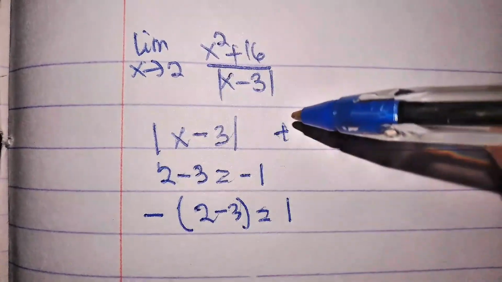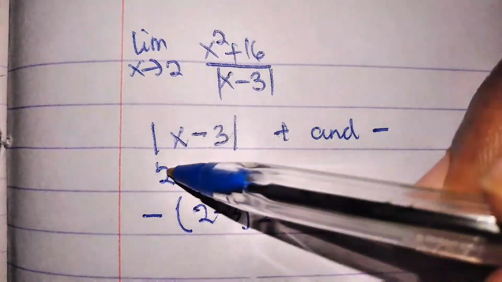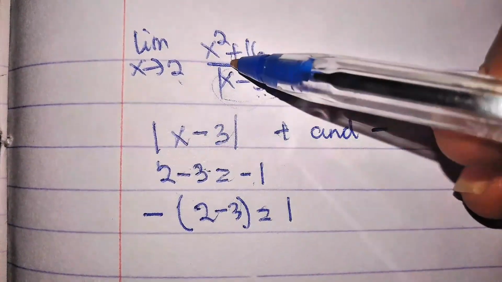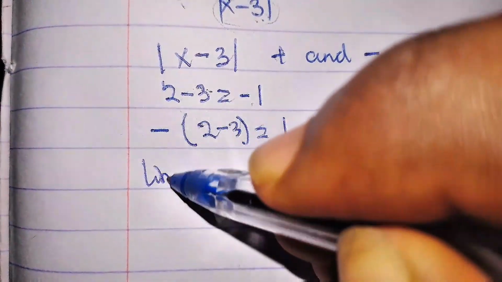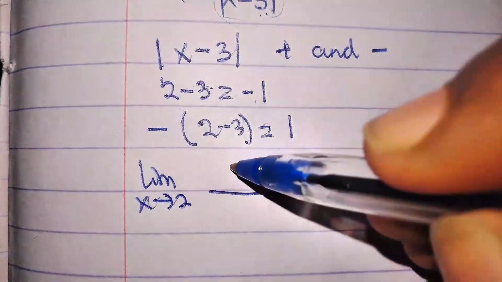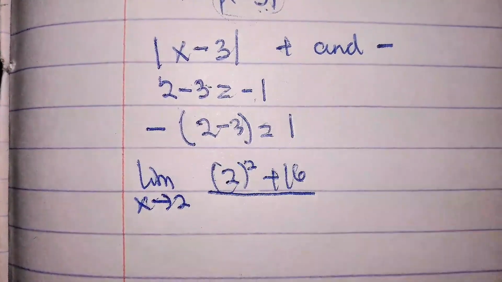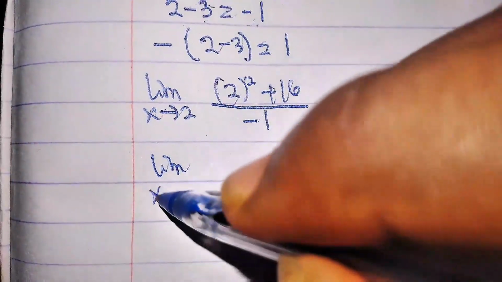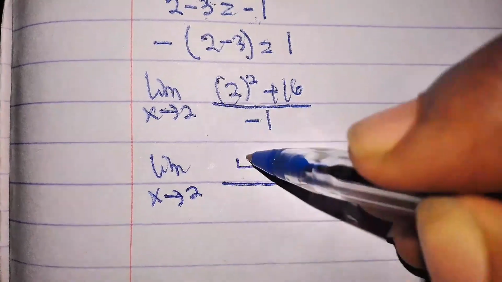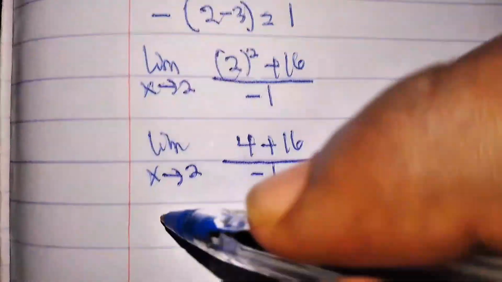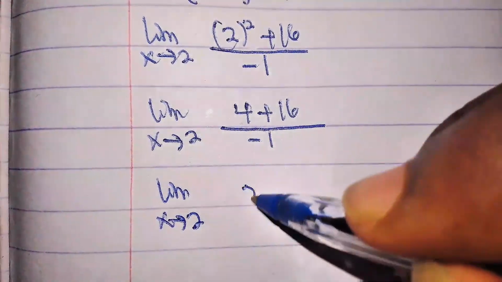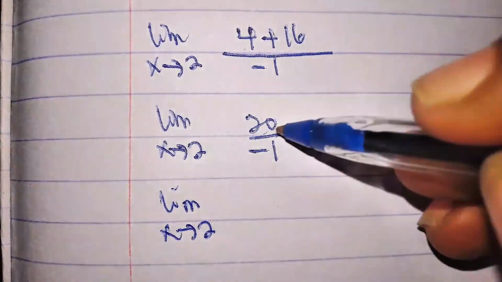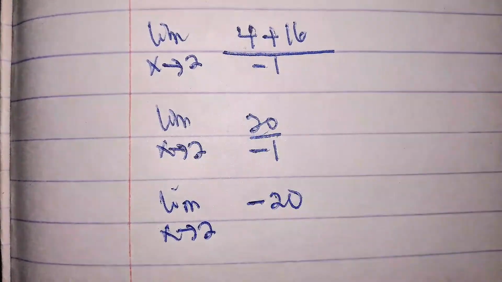For our first evaluation, we substitute 2 minus 3, which is negative 1, for the absolute value of x minus 3, and substitute 2 into the numerator. So for the limit as x approaches 2, we get 2 squared plus 16 all over negative 1. 2 squared is 4, so 4 plus 16 over negative 1, which is 20 over negative 1, equal to negative 20.